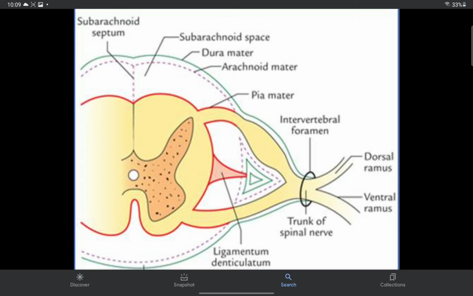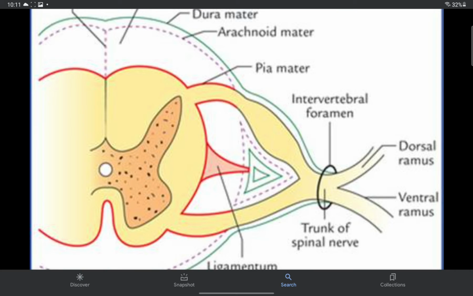So what is the applied aspect of the ligamentum denticulatum? Actually it is located between the ventral root and the dorsal root. So it is an important landmark for spinal surgeries.